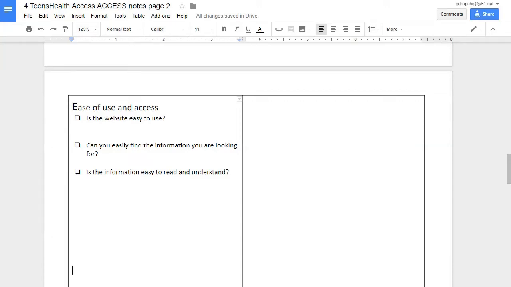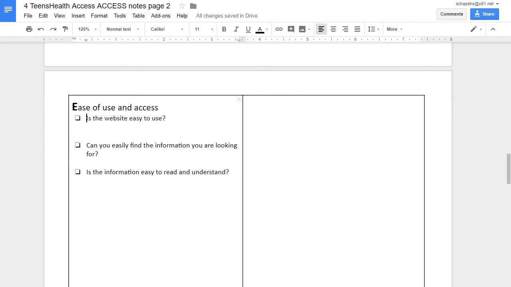The next section of the access checklist is having us check for ease of use and access. This helps us determine if the website is easy to use and if it's easy to navigate and get to everything you need to in the website. The first question for ease of use and access is, is the website easy to use?